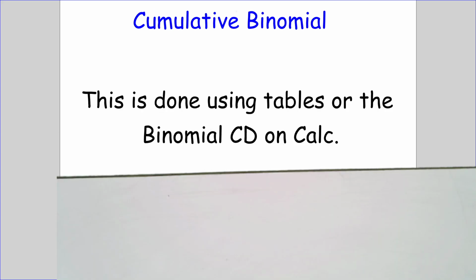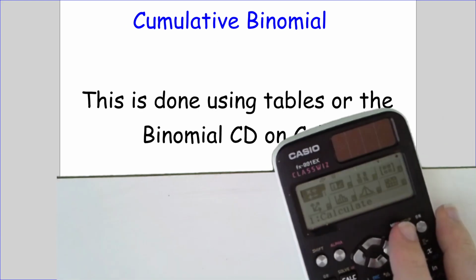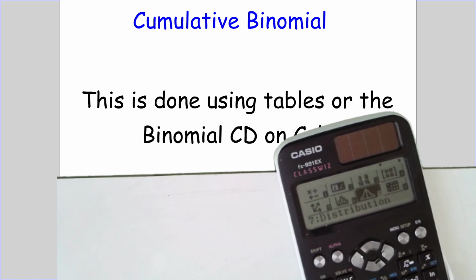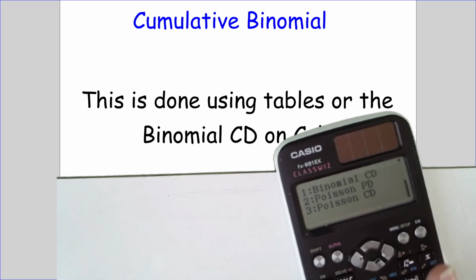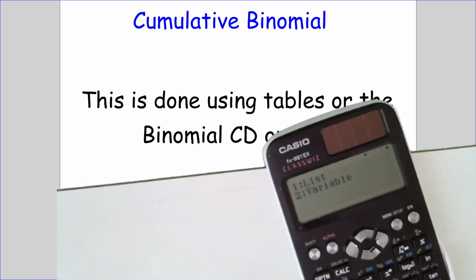Okay, so this is the cumulative binomial distribution. This is either done on the calculator. If I go menu, I go to distribution, I go on the down arrow here, and then go on option 1, I get binomial CD, which stands for cumulative distribution. It looks exactly the same as it did before, but it says binomial CD at the top.